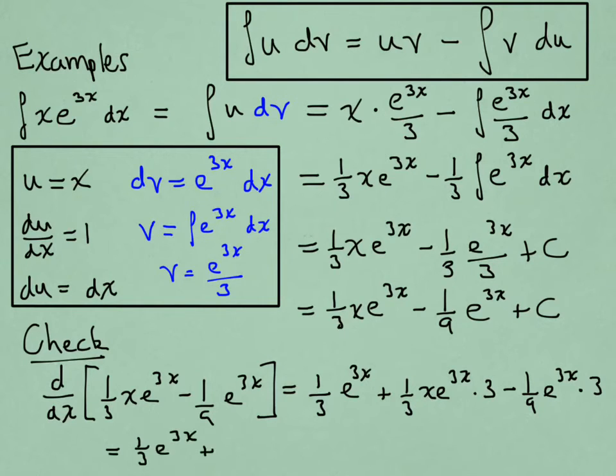Let's simplify the expression. The first term is 1/3 e to the 3x, and then the second term, the 3's cancel out there. And in the third term, a factor of 3 will cancel out to give me 1/3. And if you look at it, the first term and the third term will cancel out to give us e to the 3x.